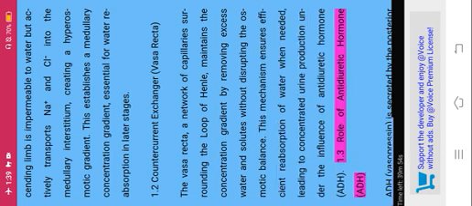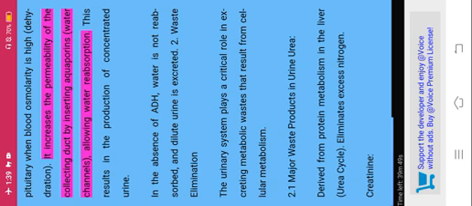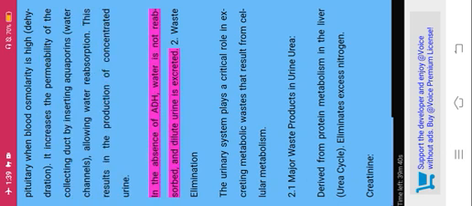1.3 Role of antidiuretic hormone, ADH. ADH, vasopressin, is secreted by the posterior pituitary when blood osmolarity is high, as in dehydration. It increases the permeability of the collecting duct by inserting aquaporins, water channels, allowing water reabsorption. This results in the production of concentrated urine. In the absence of ADH, water is not reabsorbed, and dilute urine is excreted.